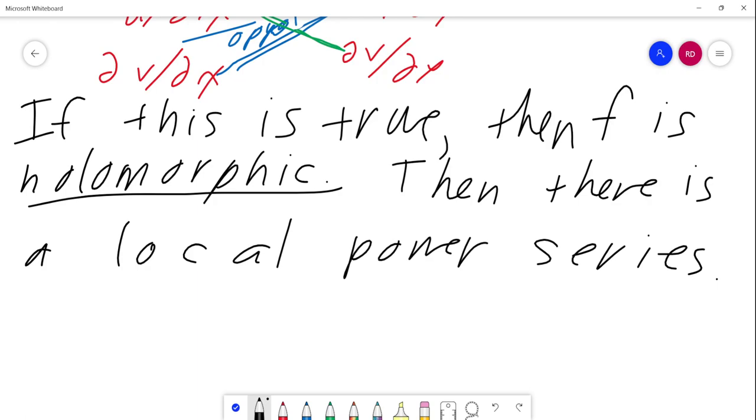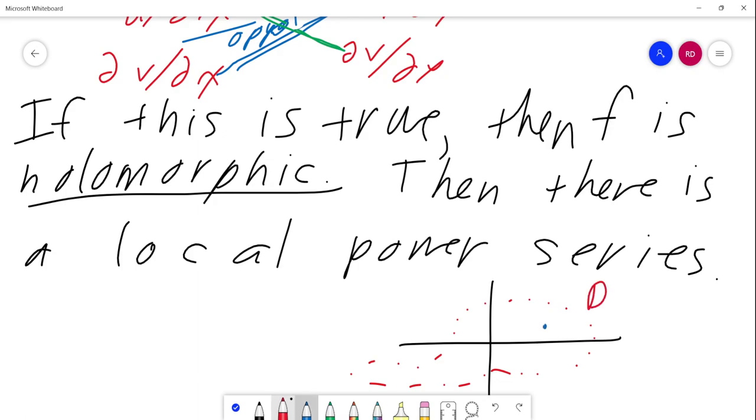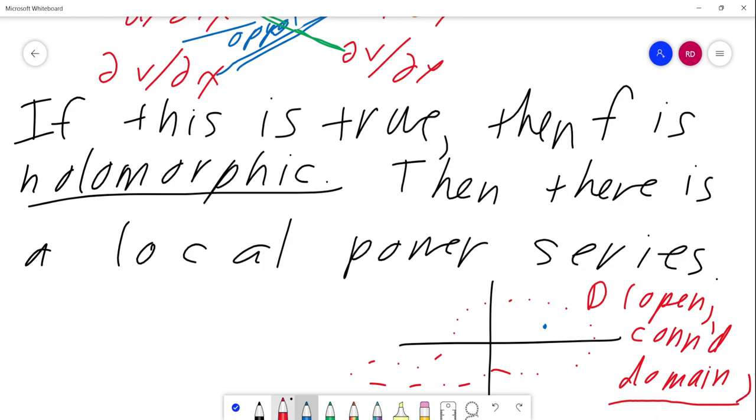Again, this is very different than in real analysis, because in real analysis, knowing a derivative exists does not tell you whether it has a power series or not. But here, let's take some open set like this, an oddly shaped set. And if we pick a point in this set, we'll call this big set D, that is open and connected, a domain. So domain is a little piece of vocabulary there. It just means the set is both open and connected.